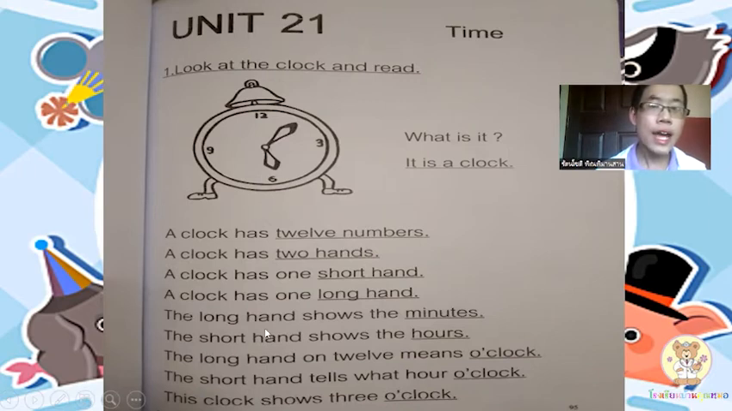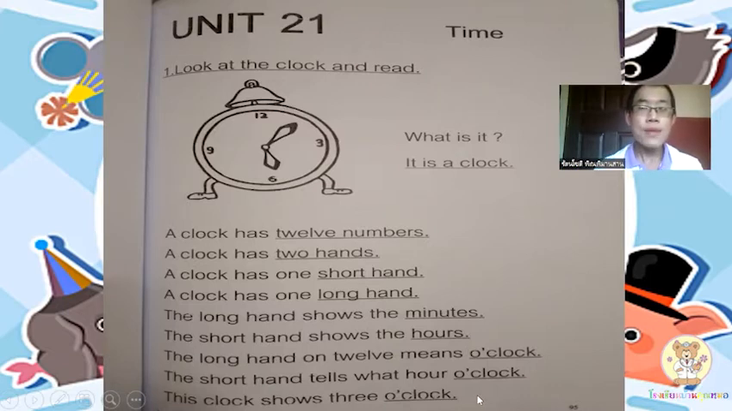Okay, the longhand shows the minutes. The shorthand shows the hours. As I have mentioned before, the longhand on 12 means o'clock. The shorthand tells what hour o'clock. This clock shows 3 o'clock.